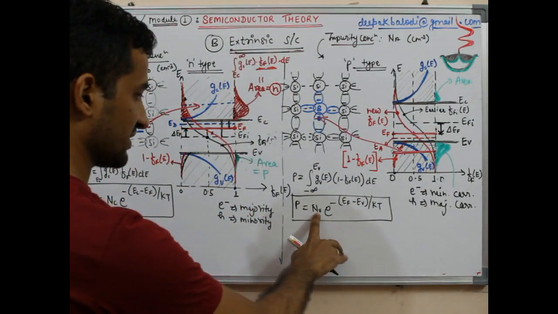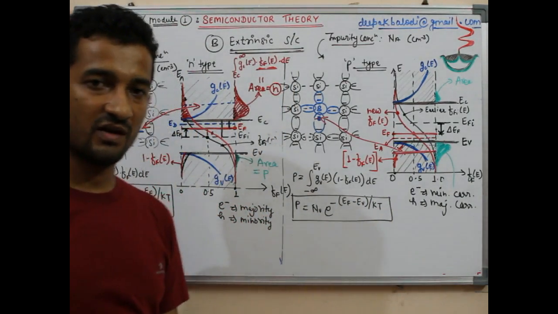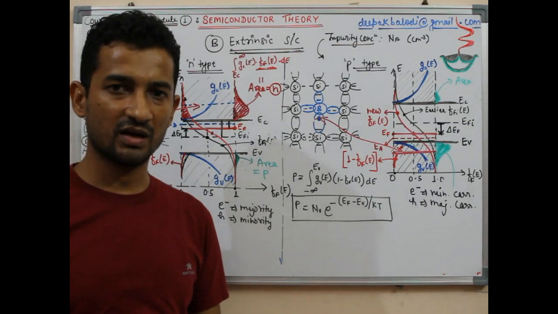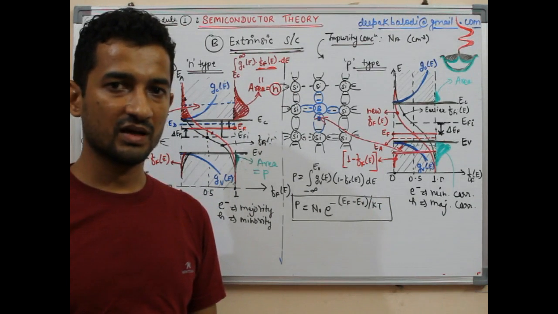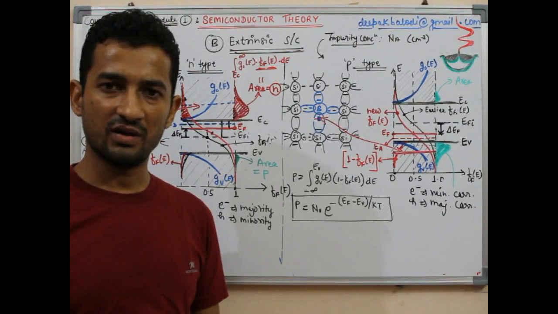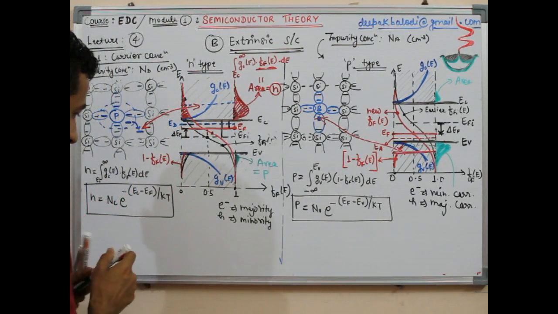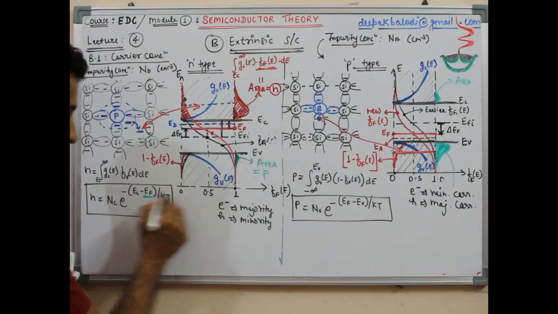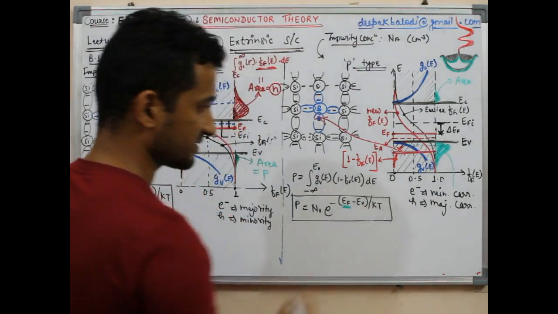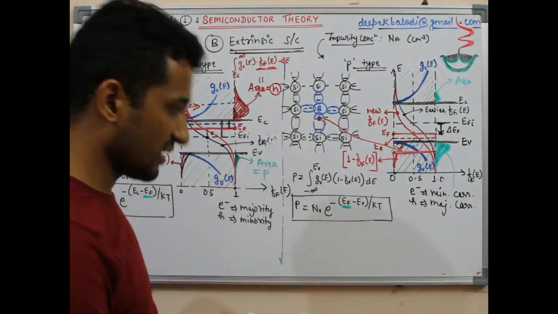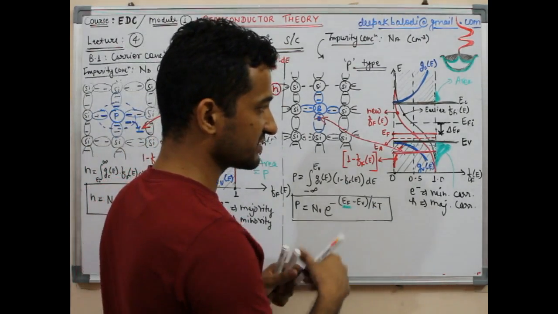NC and NV are the same kind of quantity, the effective density of states. We have already seen their values and their functions, and they are functions of temperature. So they remain the same. The only difference comes here. The only point of interest is this. In the case of the P-type semiconductor, now we are calculating EF minus EV.